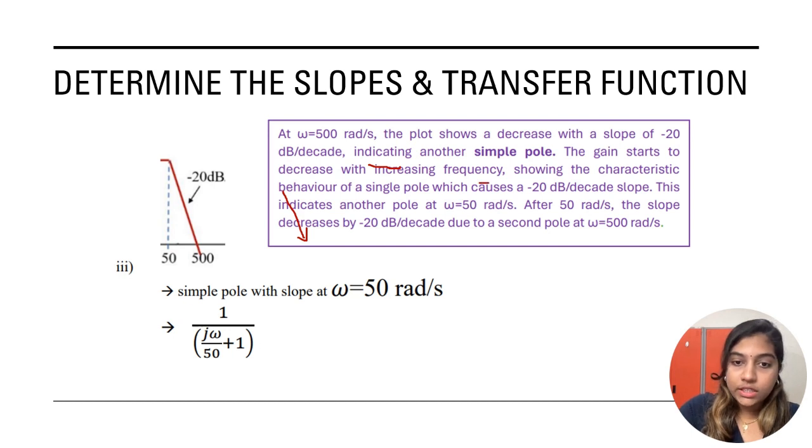This indicates another simple pole. The gain starts to decrease with increasing frequency, showing the characteristic behavior of a single pole, which causes a negative 20 dB per decade slope. So now we know that this is a simple pole with slope at omega equals 50 radian per second. We can write it as 1 over (j omega over 50 plus 1).